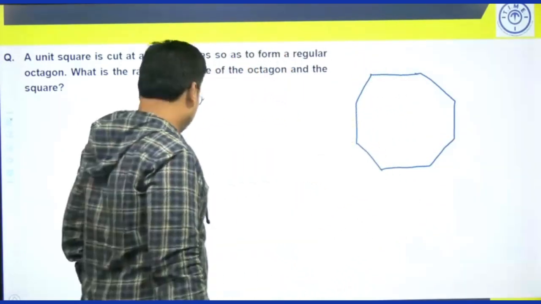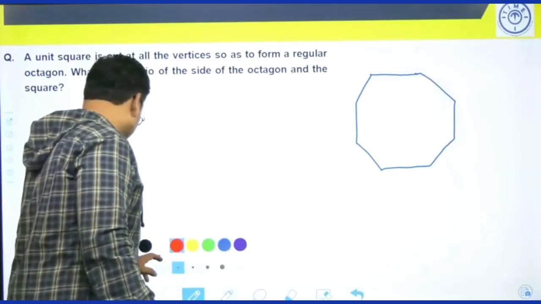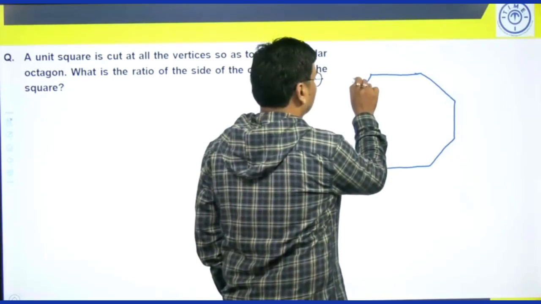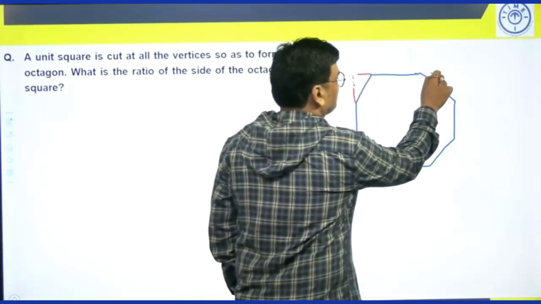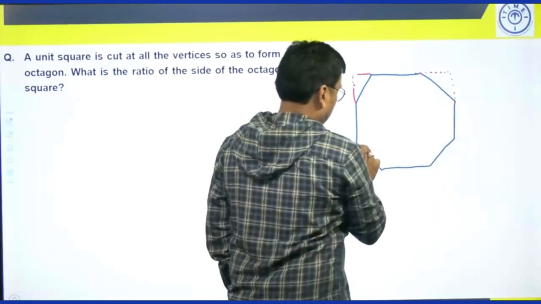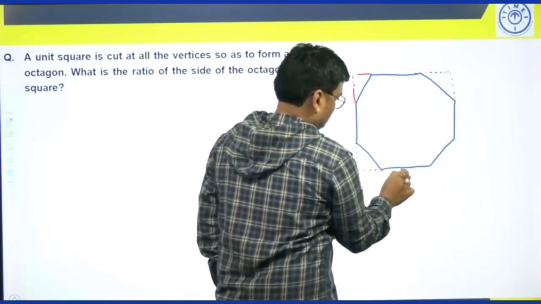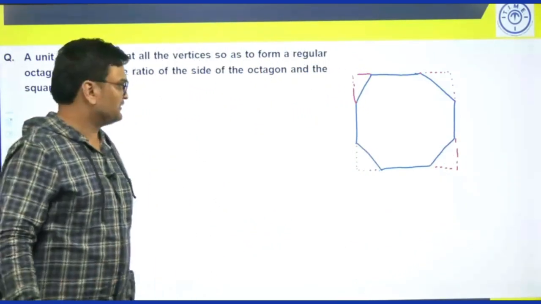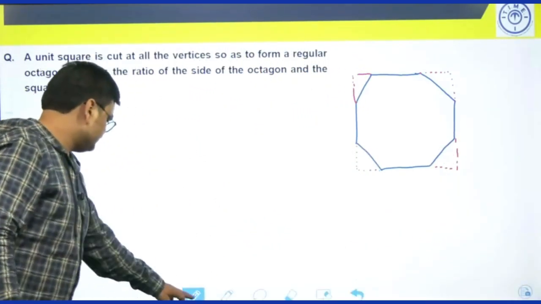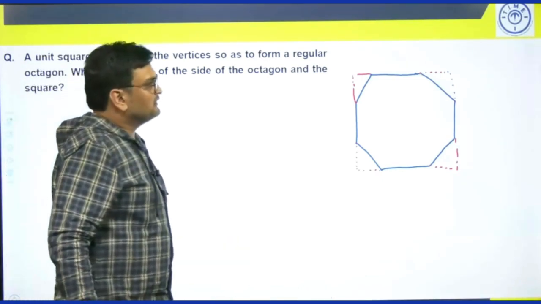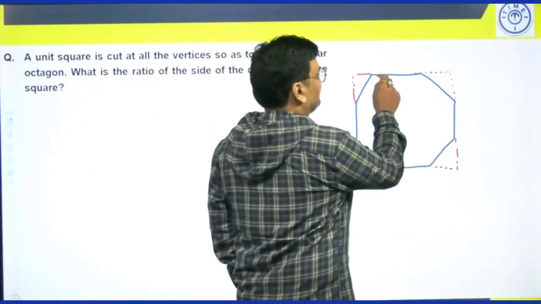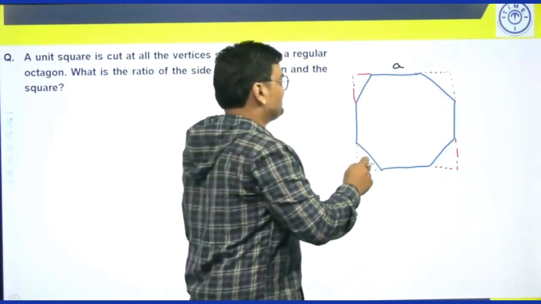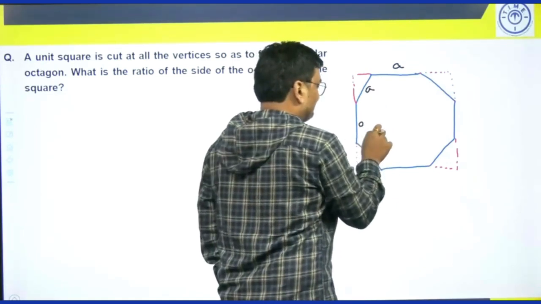So this is the octagon that we have, right? If I just try to replace the parts, this is how the square would have been formed. Right? Let us assume this side length of the octagon is A. That means this is also A. Everywhere it's A.